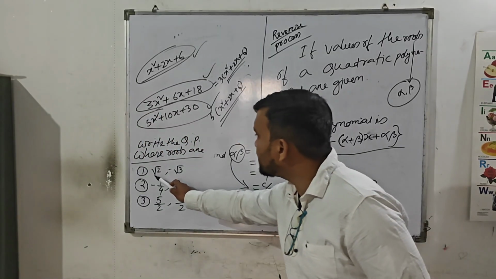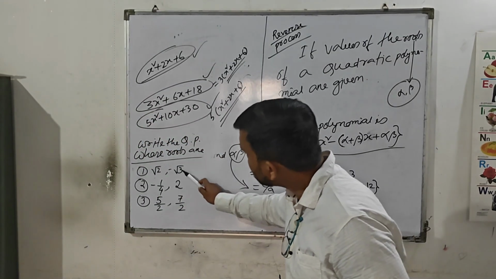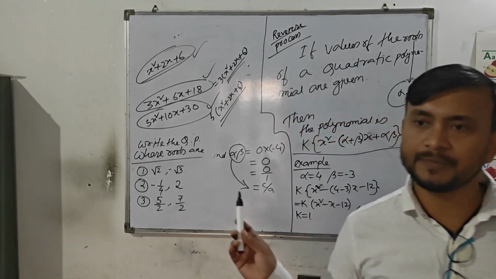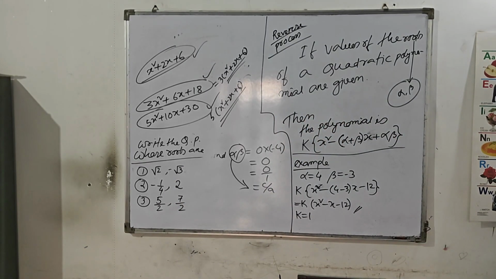See, this one is alpha, this one is beta, or this one is alpha, this one is beta. So you decide which one is alpha, which one is beta, but do not change it for product and sum. First fix the values of alpha and beta, then follow the process. Correct.